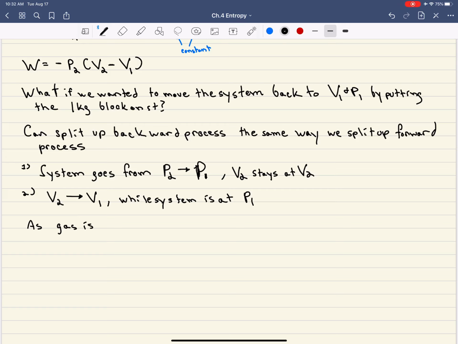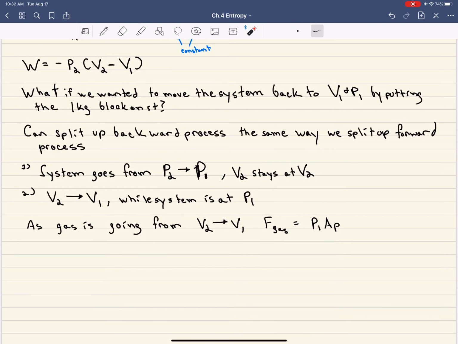All right, and so based on that idea, as the gas is going from V2 back to V1, the force that the gas feels is going to be equal to pressure 1 times the area of the piston, right? And so that's following the same arguments that we did before. And what I want to emphasize here is the reason that we have pressure 1 here now is that as soon as you put the block back on the piston, that changes the pressure that the gas is now feeling. Okay, it immediately jumps back up to P1.